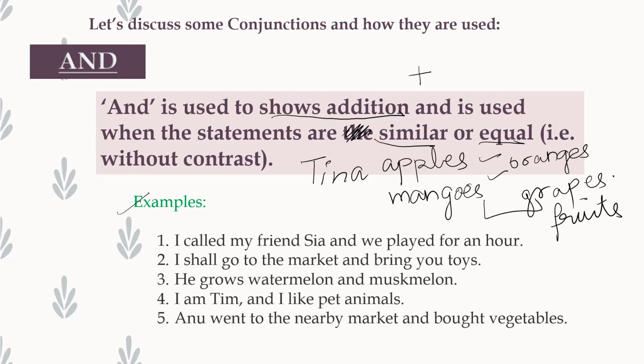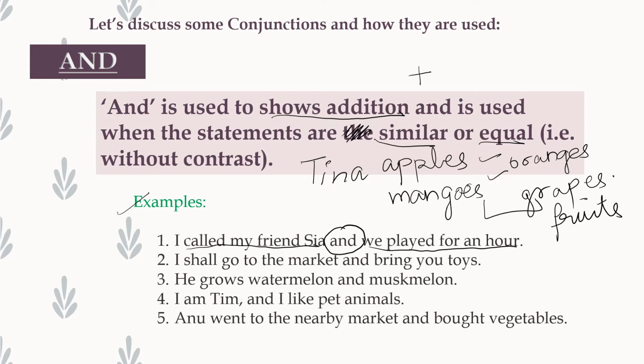Let's see the examples, you'll be able to understand it clearly. I called my friend Sia and we played for an hour. So she called her friend Sia, and what did she do after that? They played for an hour. So it's happening because she called. So she called Sia and they played for an hour, and that's how they are using this connecting word and. Because किसी वजह से नहीं हो रहा, there is no reason in it, simply she called and they played for an hour. So that's why and is used. जहाँ पे कुछ कंपैरिजन नहीं हो रहा है या ऑपोजिट थिंग्स नहीं हैपन हो रही है या कुछ कॉज नहीं हो रहा है. So that's how we use the word and.